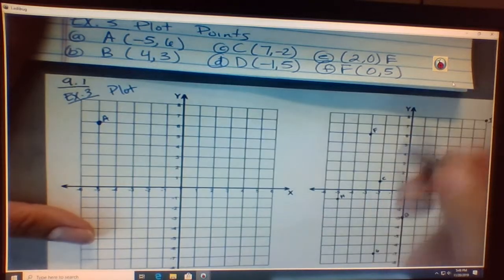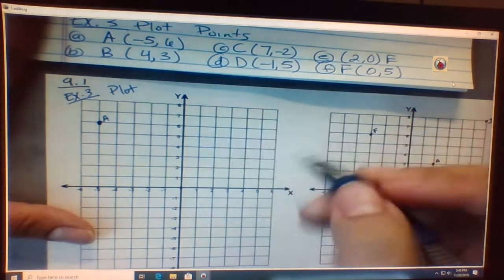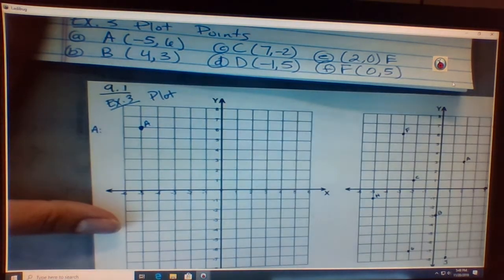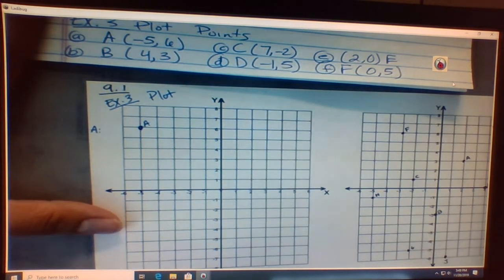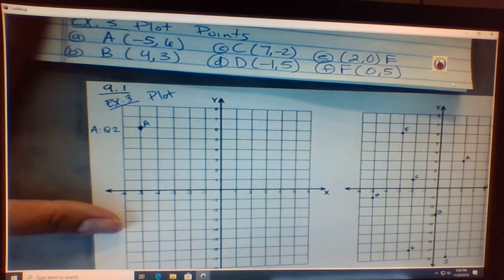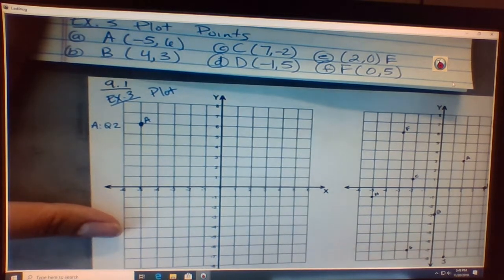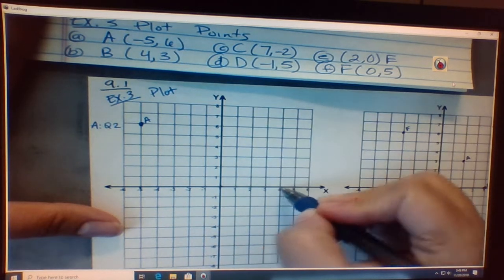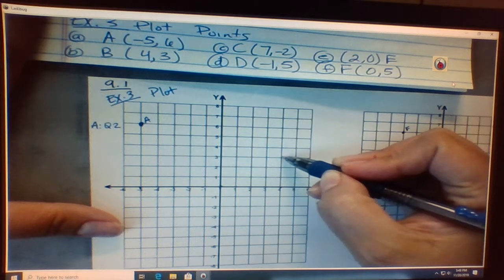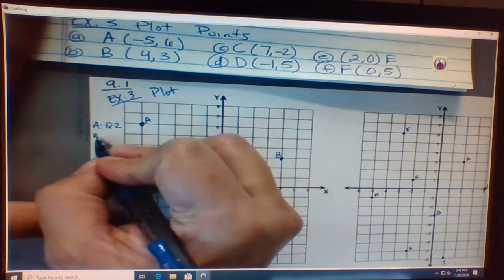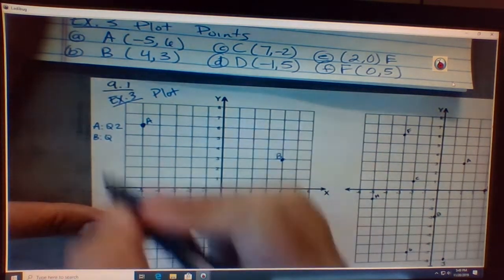Now, just for practice, and I'm going to put it on this side. What quadrant is point A in? I'm going to put Q2. Quadrant 2. Now, point B, start in the center. It's a +4, so I go right or left? Right 4, +3, up or down? Up 3. And I label this B. B was in quadrant 1.